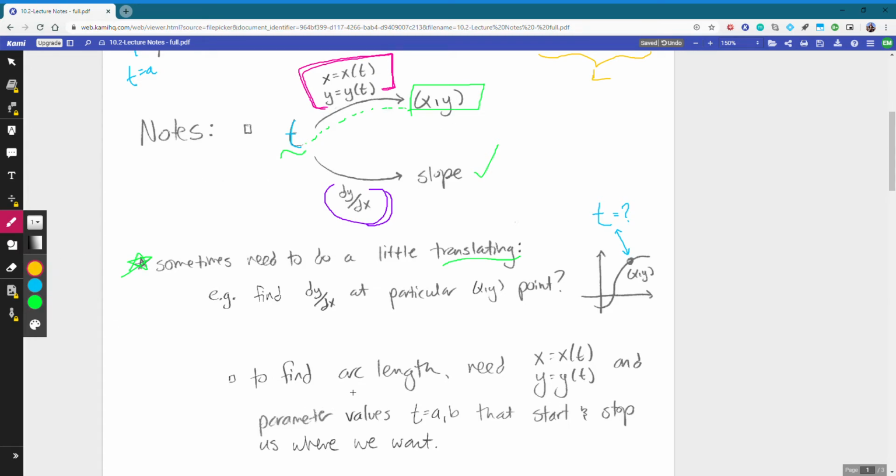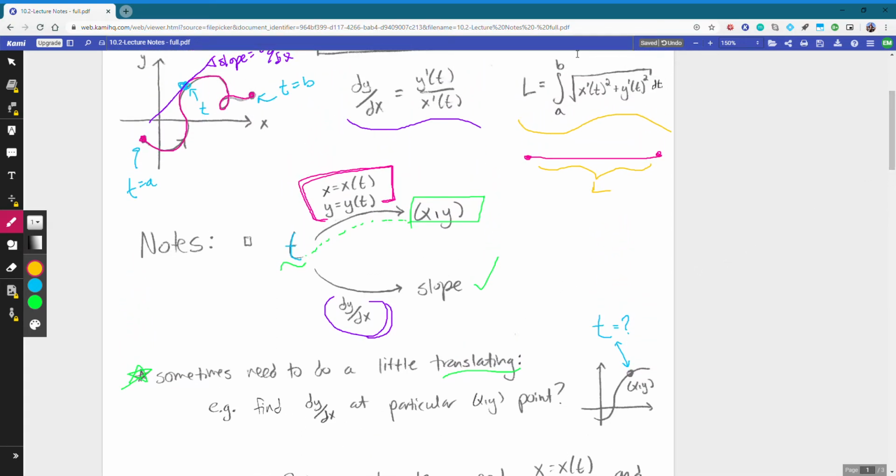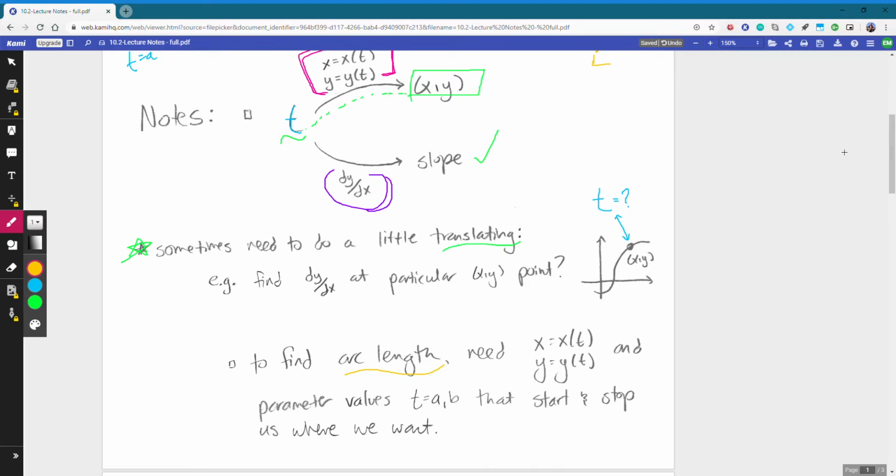The second note I wanted to make is that if we want to compute arc length for a particular curve, we need two things in order to set up our formula here. The two things that we need, the two ingredients, are, first of all, our parametric equations. We need to know those. And we also need to know our starting and stopping t-values that start us where we want to start, stop us where we want to stop, so that we exactly trace out the curve that we're wanting to find the length of.